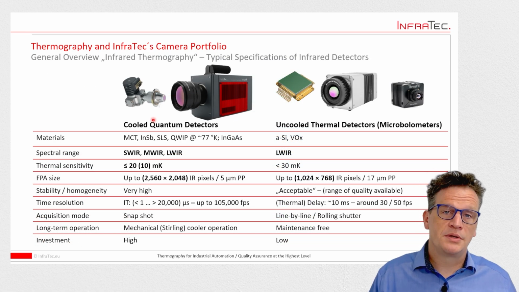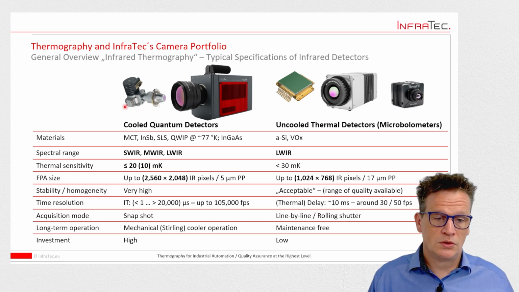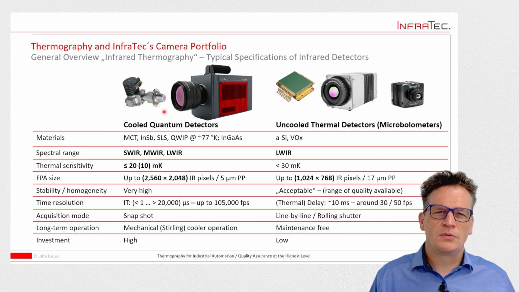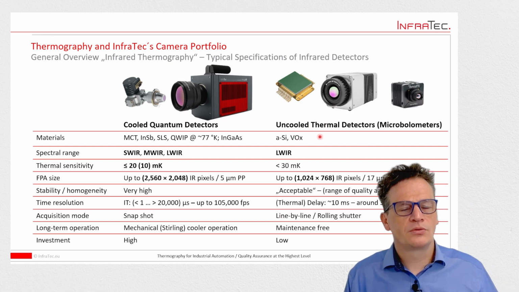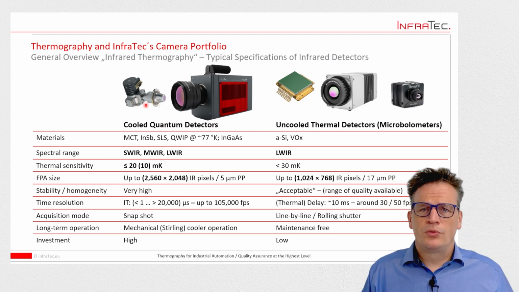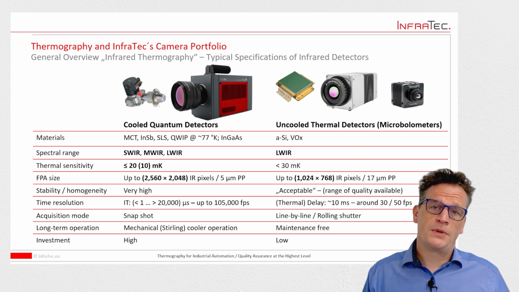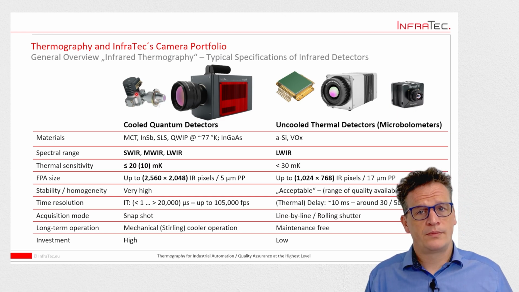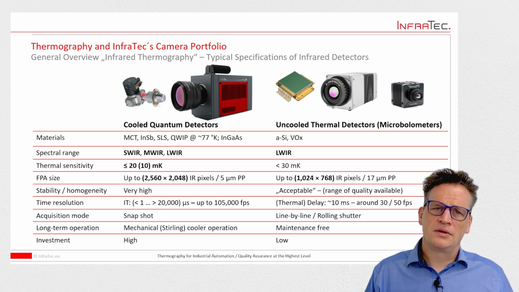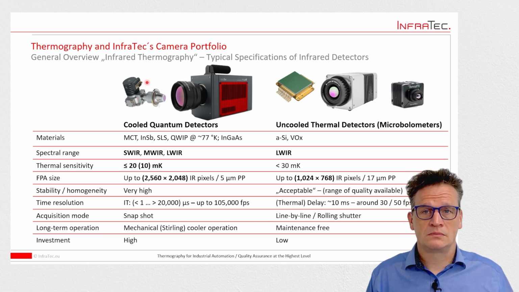Let's look at the technology behind it, the detectors. We distinguish between two main groups: cooled quantum detectors, extremely sensitive, often made with materials like MCT or InSb, or uncooled microbolometers, robust and maintenance-free. Cooled systems provide fantastic performance like thermal sensitivity and high frame rates, bigger FPA sizes or faster response time. However, they are also bigger and more expensive to invest in, and uncooled cameras are more compact and easier to integrate.